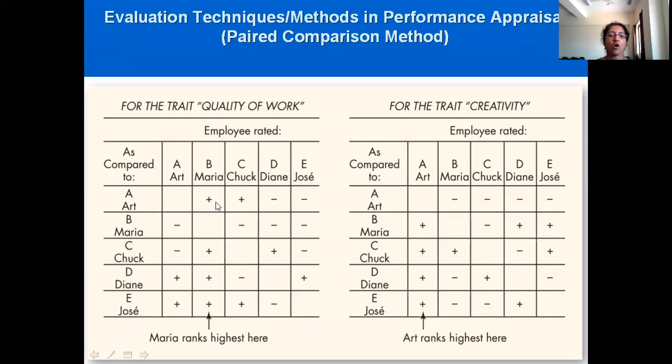Finally, you will add all the plus signs. That employee who's getting maximum number of plus is the best employee in that particular group. So Maria is the best in this group in terms of quality of work among Art, Maria, Chuck, Diane, and Joe's. Maria is the best. However, when you see for creativity, you're noticing that Art is getting the maximum plus signs over here, due to which in terms of creativity, Art is the best over here. Right? So this is the way in which you can make a comparison between employees on various traits.